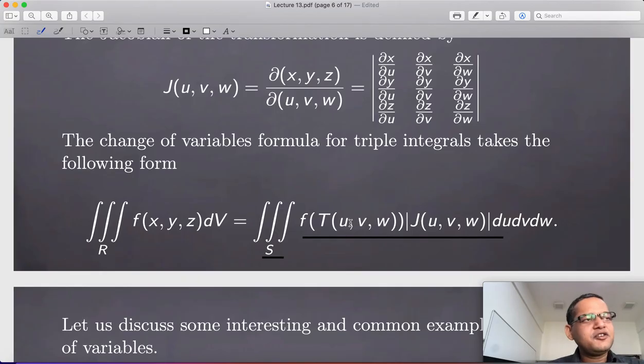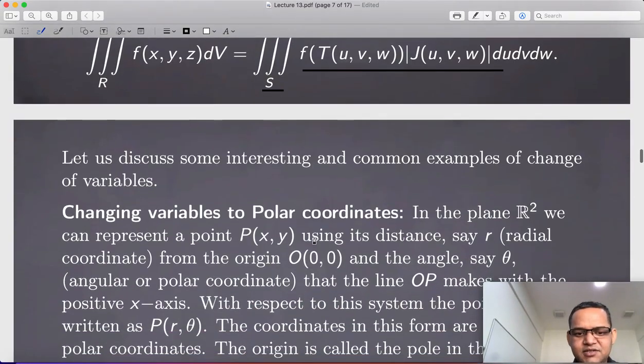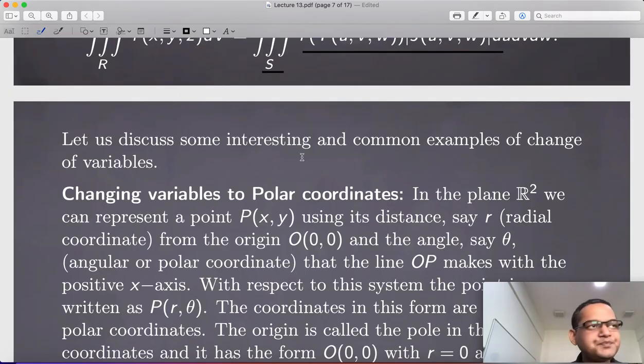Often the idea will be to transform a region into a nice rectangle, or a box, or something which fits between two surfaces in the case of a triple integral, and in the case of a double integral, which fits within two curves, and so on, so that the Fubini theorem we can apply. So let us look at some examples.